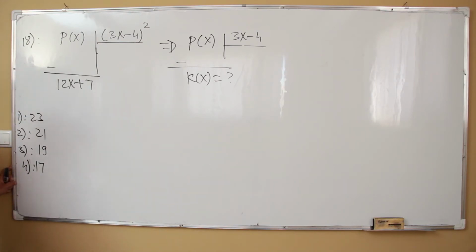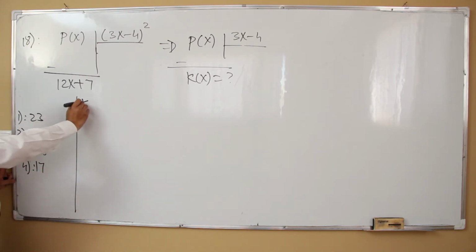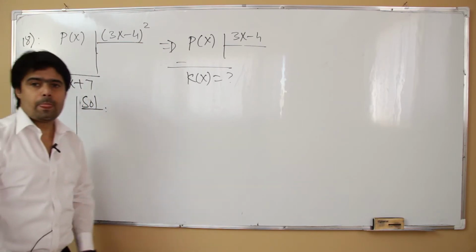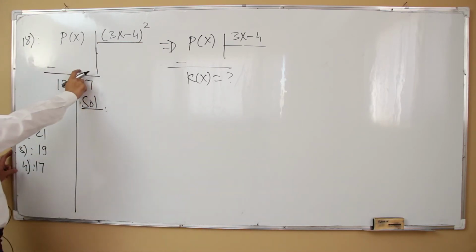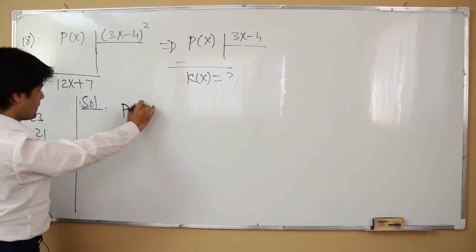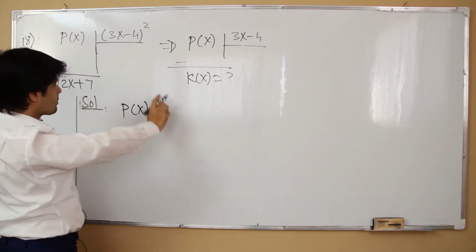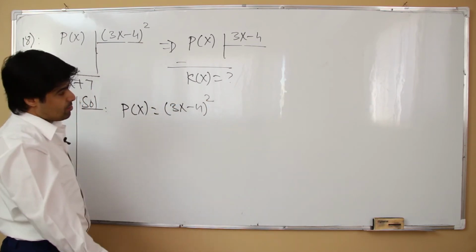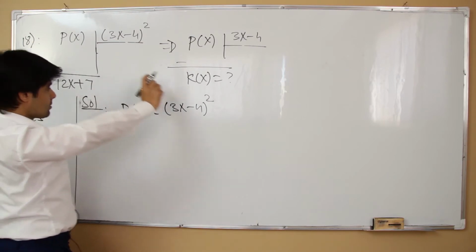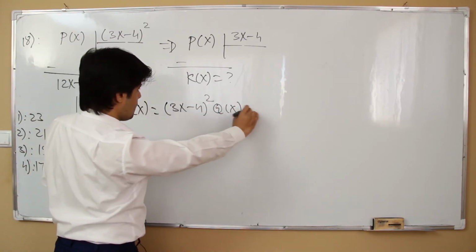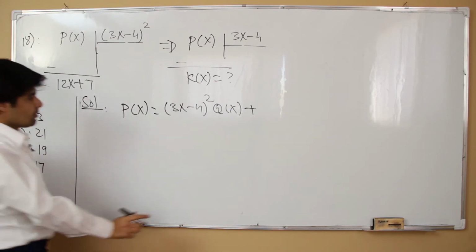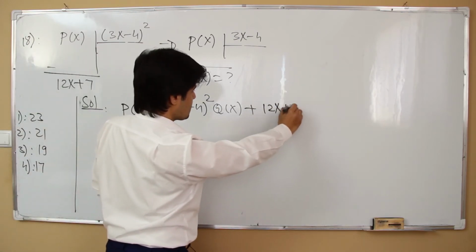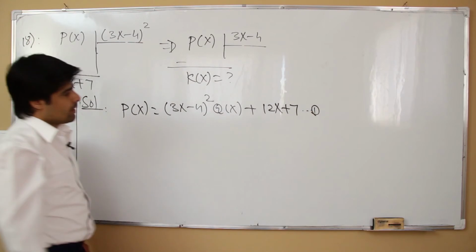Now, how can I find it? Tell me please. First, what does this mean? This means px is the divisor, (3x minus 4) whole raised to the power 2, times the quotient, maybe qx, plus the remainder 12x plus 7. Yes, it's right.